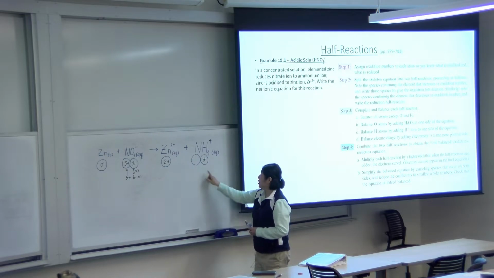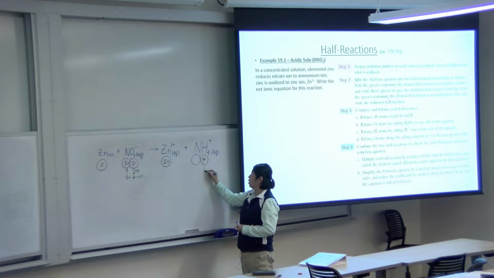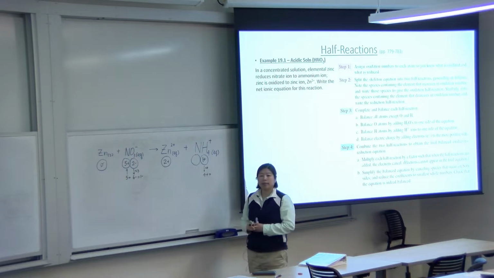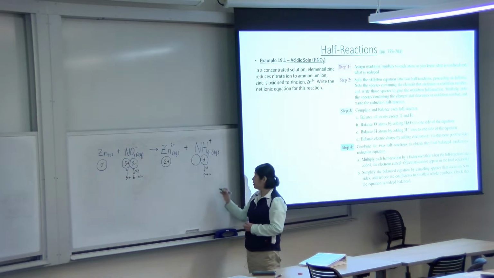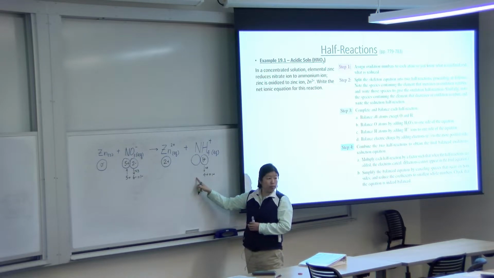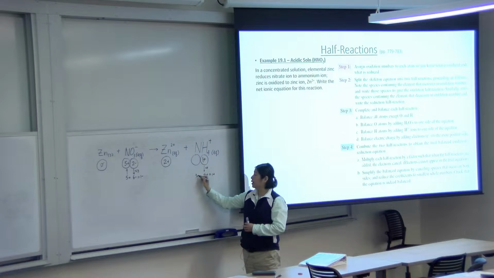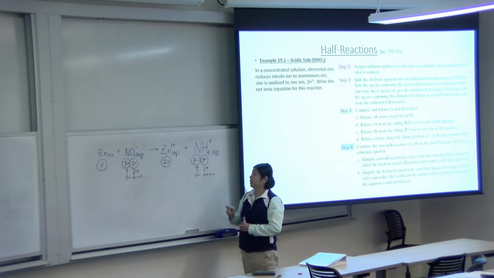All right. If it is 1 plus, and there are 4 of them, we have a 4 plus. And again, it must equal what? What is the overall charge? Plus. So what must be here to make this true? 3 minus. And again, we only have 1 nitrogen, so it becomes 3 minus.